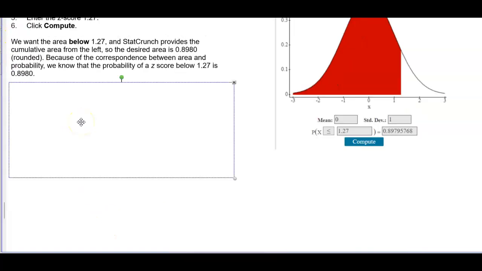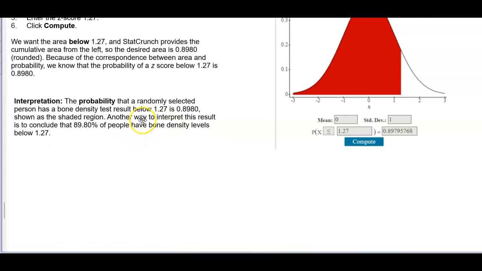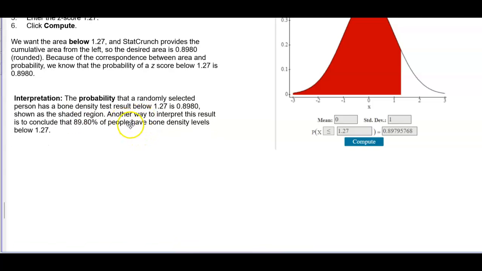So let's take a look at the interpretation of this. The probability that a randomly selected person has a bone density test below 1.27 is 0.8980, shown as the shaded region. Another way to interpret this result is by multiplying 0.8980 times 100%, and we would conclude that 89.80% of people have bone density levels below 1.27.